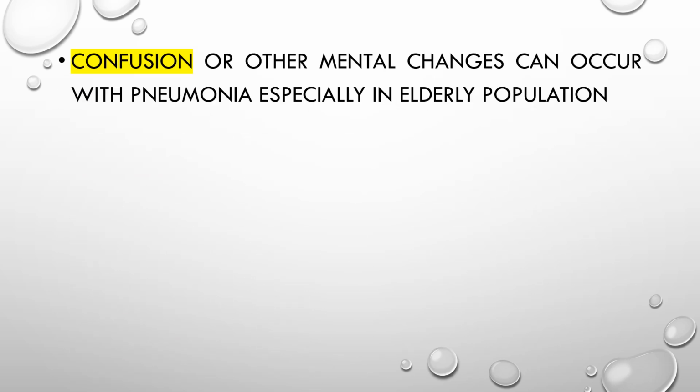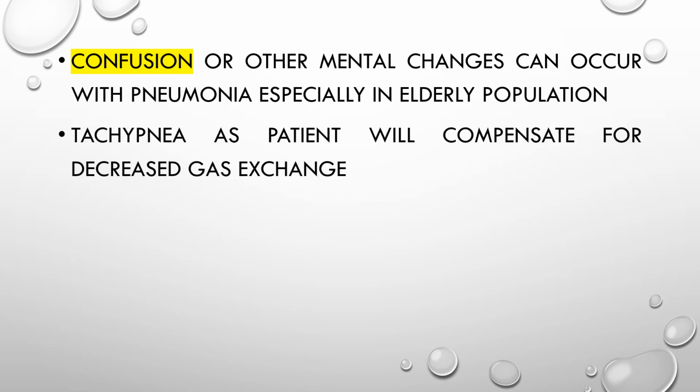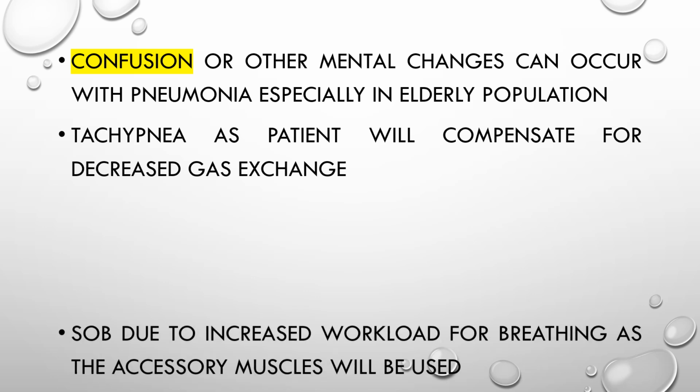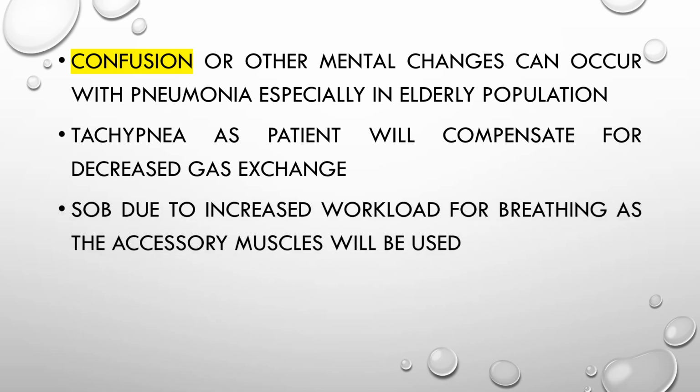Confusion or mental status changes is also alarming for the patient with pneumonia, especially in the elderly population. Tachypnea is another symptom where the person will try to compensate for the decreased gaseous exchange, and there will be increased workload during the shortness of breath where the person will be using their accessory muscles.